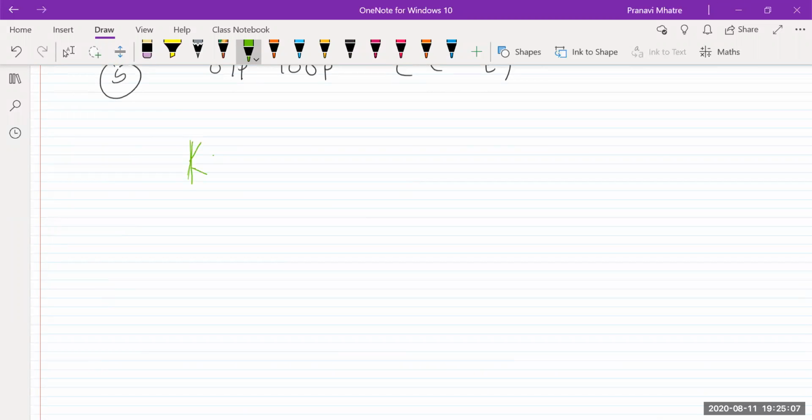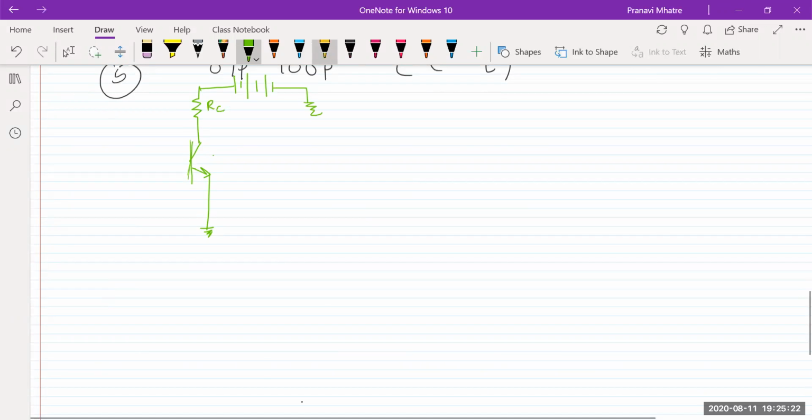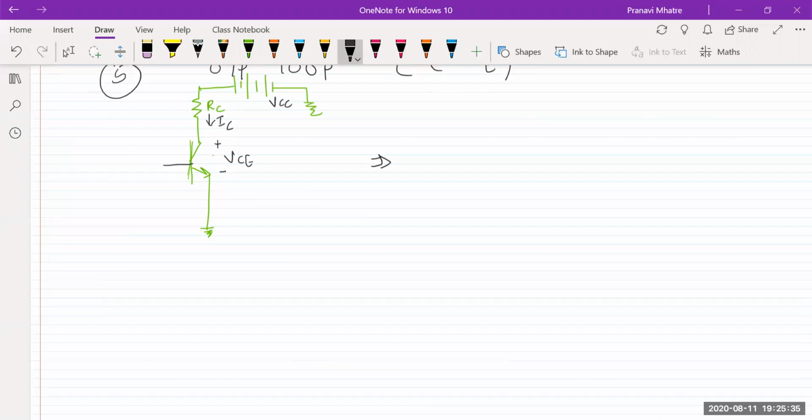I'll draw that loop separately. Emitter, which is connected to ground, RC. Now I'm directly drawing over here. RC is connected to plus VCC, means it is in this fashion, connected to ground. So now this is VCC. Current over here is IC. Over here it is plus minus VCE, and then ground. So my loop starts from one ground point and ends into another ground point. So my loop is getting completed.